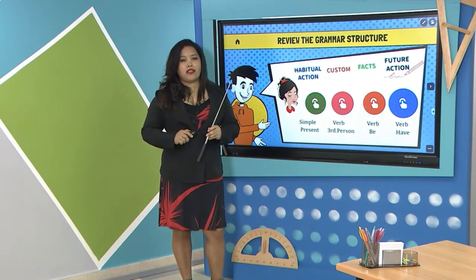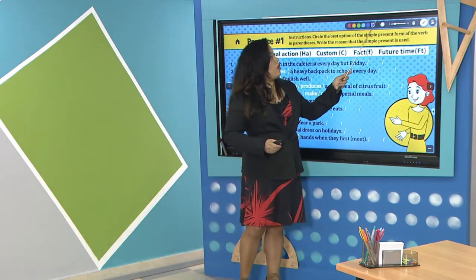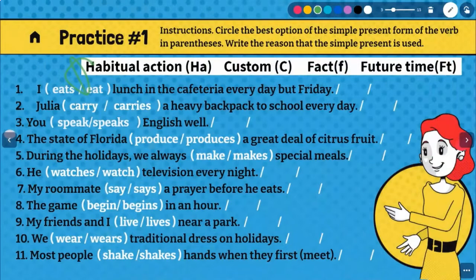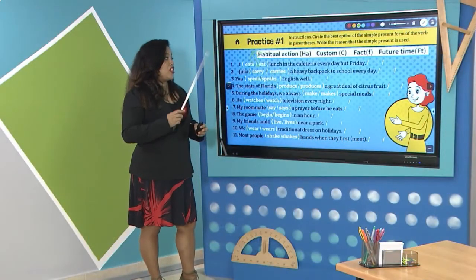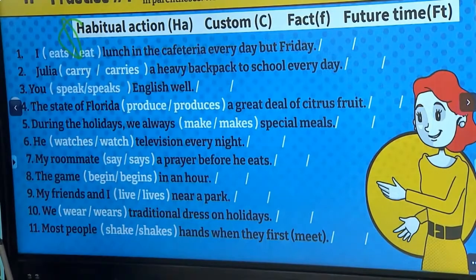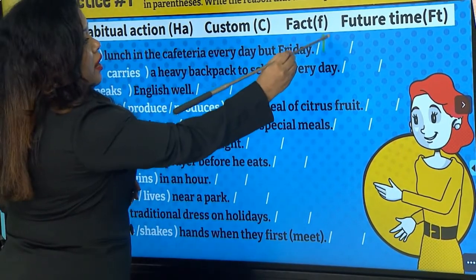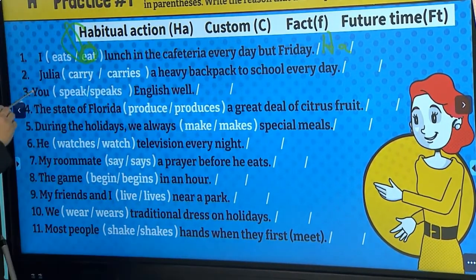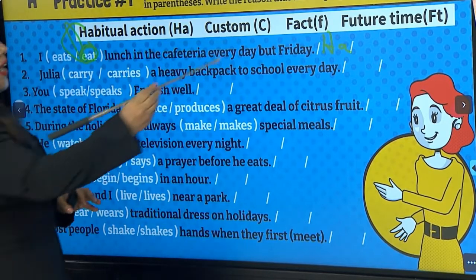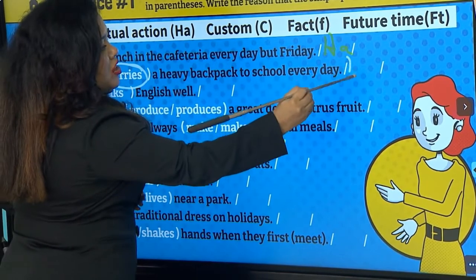Now let's put into practice all this knowledge, all the rules. Practice number 1. You have to circle the simple present tense of the verb in parentheses. And also you have to write the reason that simple present is used, like habitual action, custom, fact, or future time. So number 1, I eat lunch in the cafeteria every day but Friday. I eat. Very good. This is a habitual action. Very good. Julia carries a heavy backpack to school every day. So Julia carries. Very good. And this is a habitual action too.